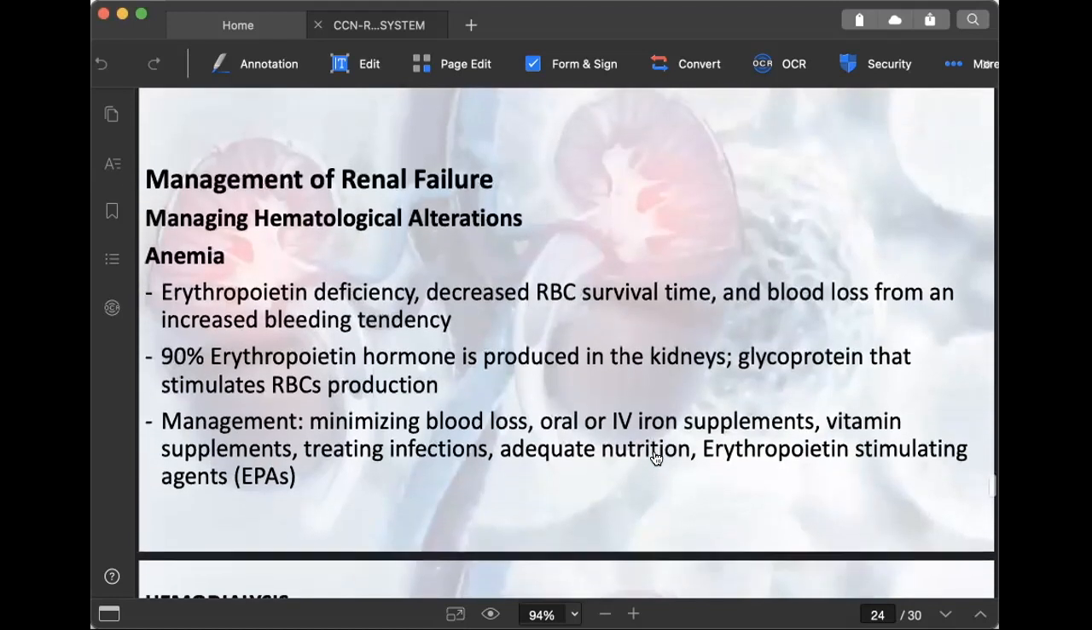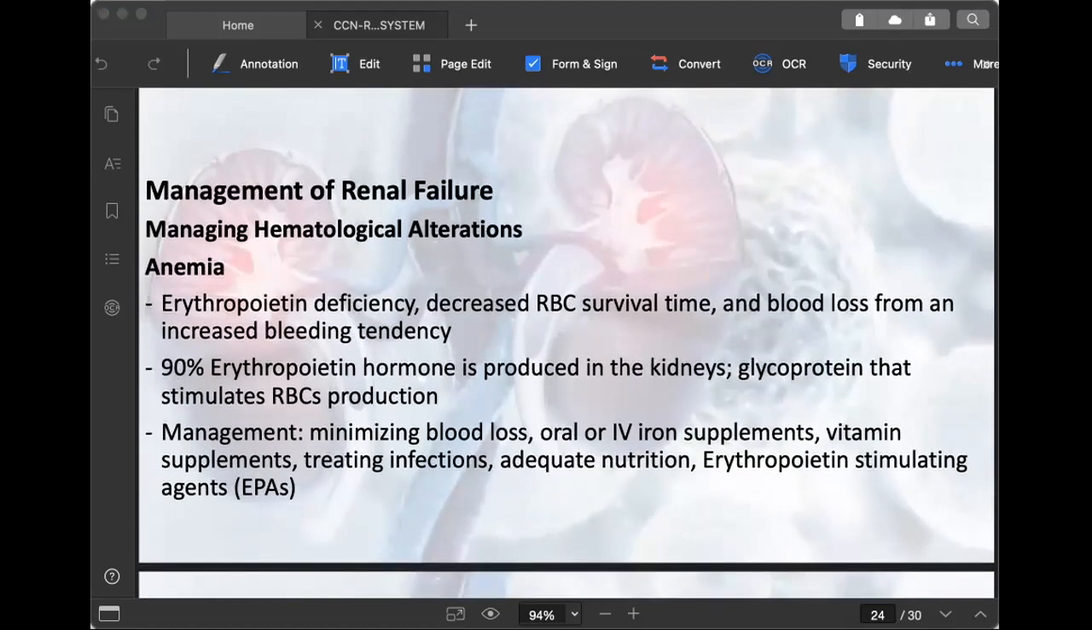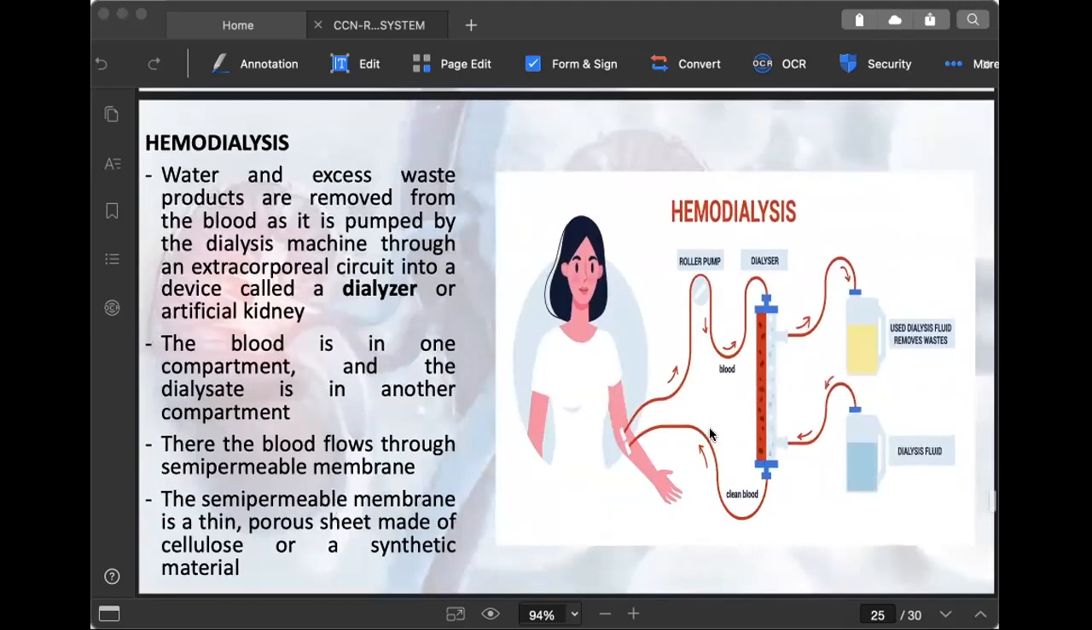And most often than not, anemia. If there's erythropoietin deficiency, there's going to be a decrease in red blood cell survival time and blood loss from an increased bleeding tendency. 90% of your erythropoietin is produced in the kidneys, a glycoprotein that stimulates your RBC production. Okay, how about this one?